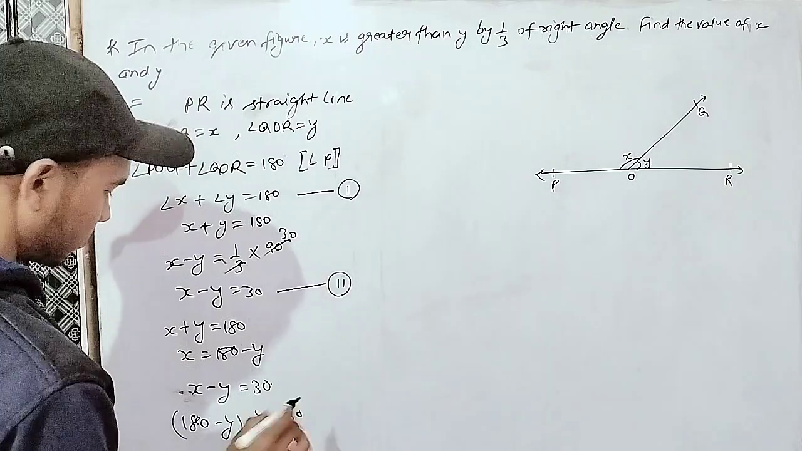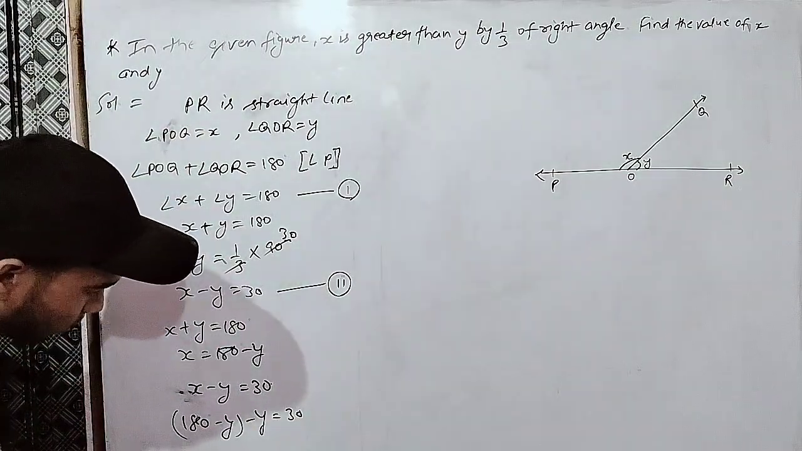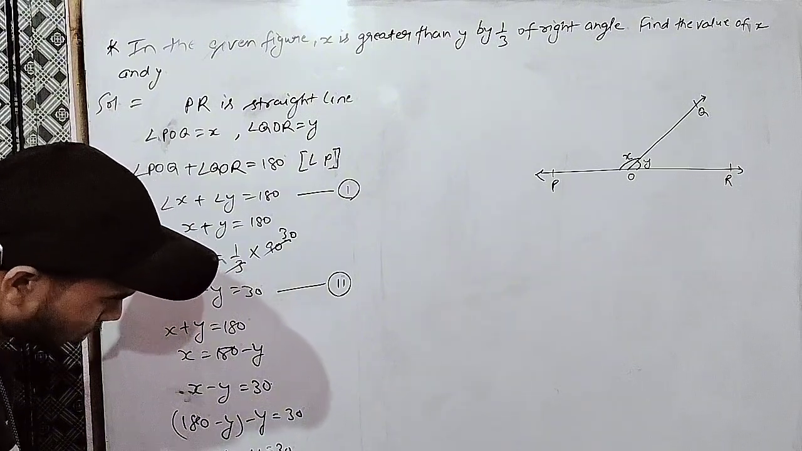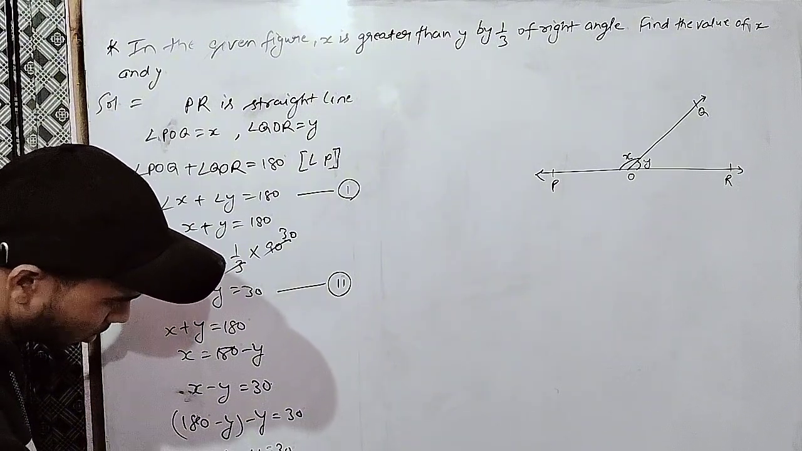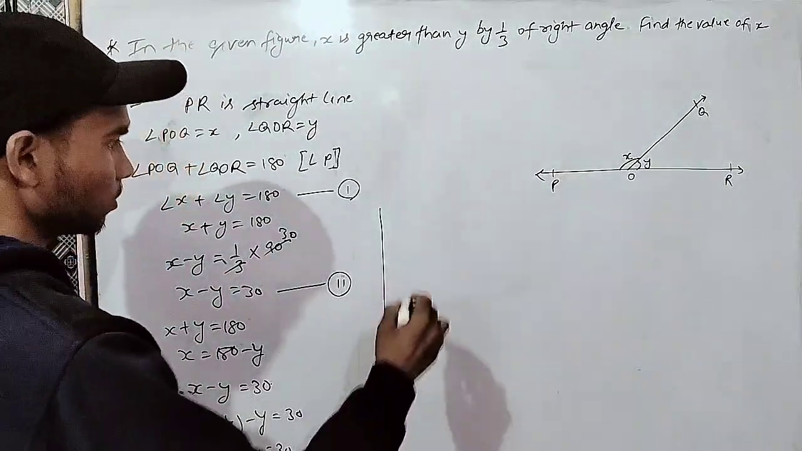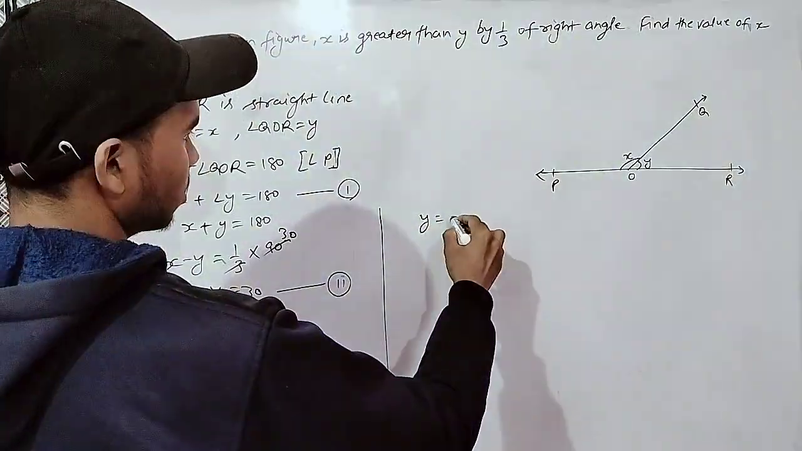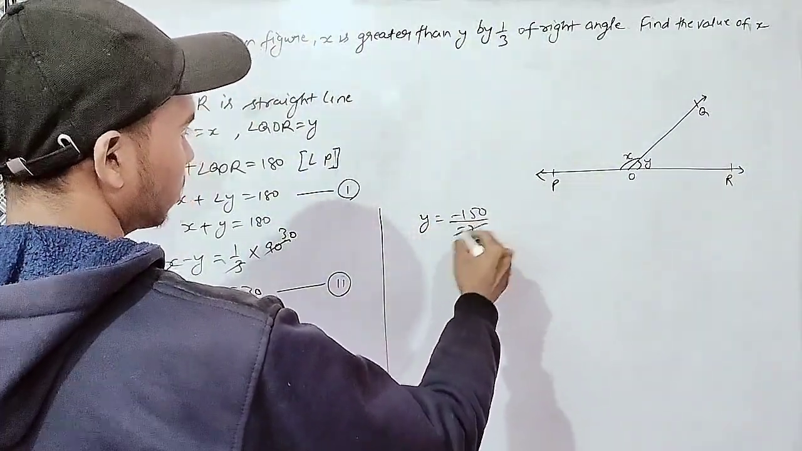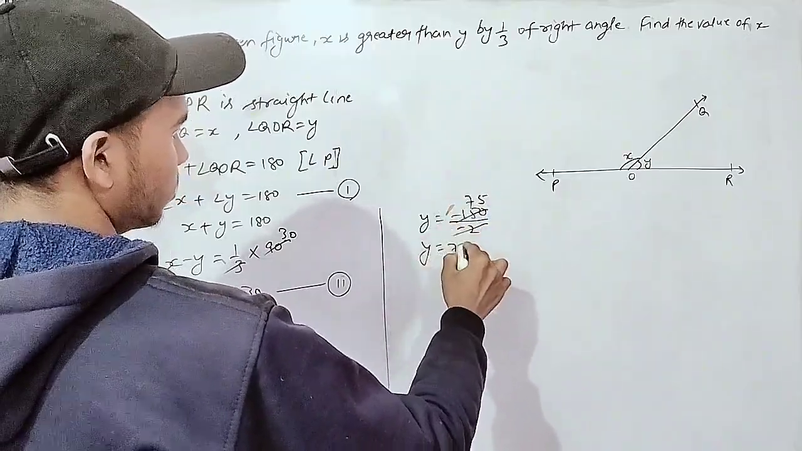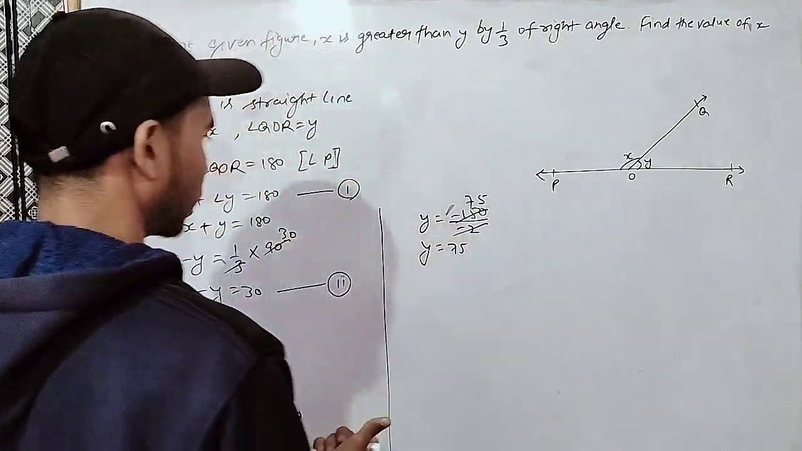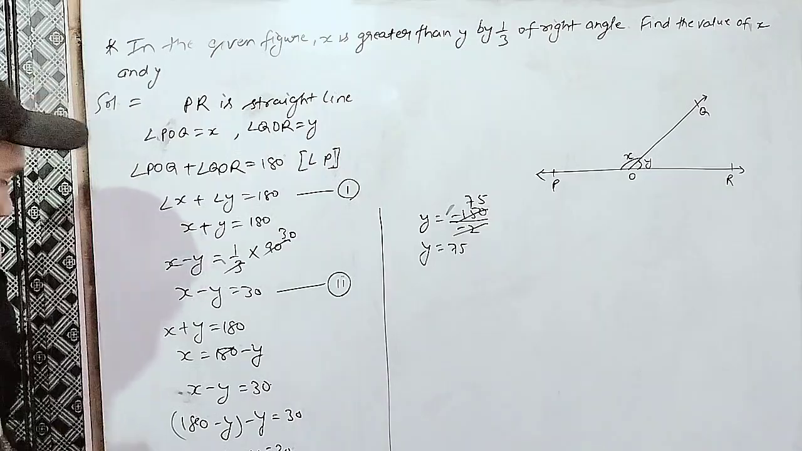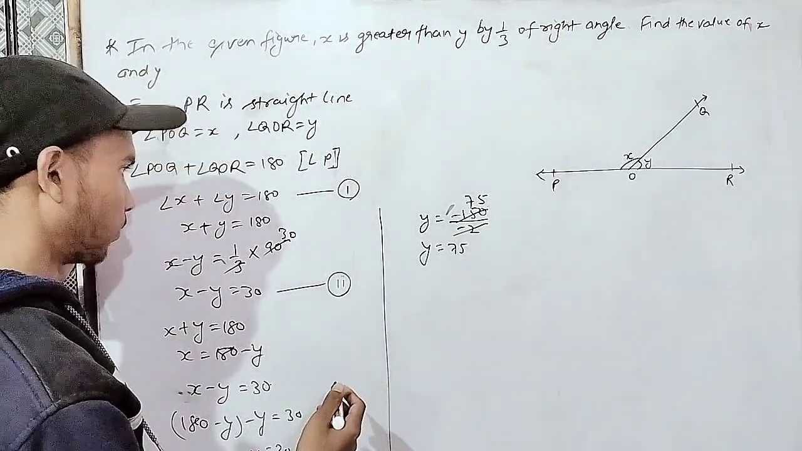Any problem? Now we have the equation. Then, clear. 2y is 150, so y is equal to 75. We have the exact value of y, but we don't have the value of x.